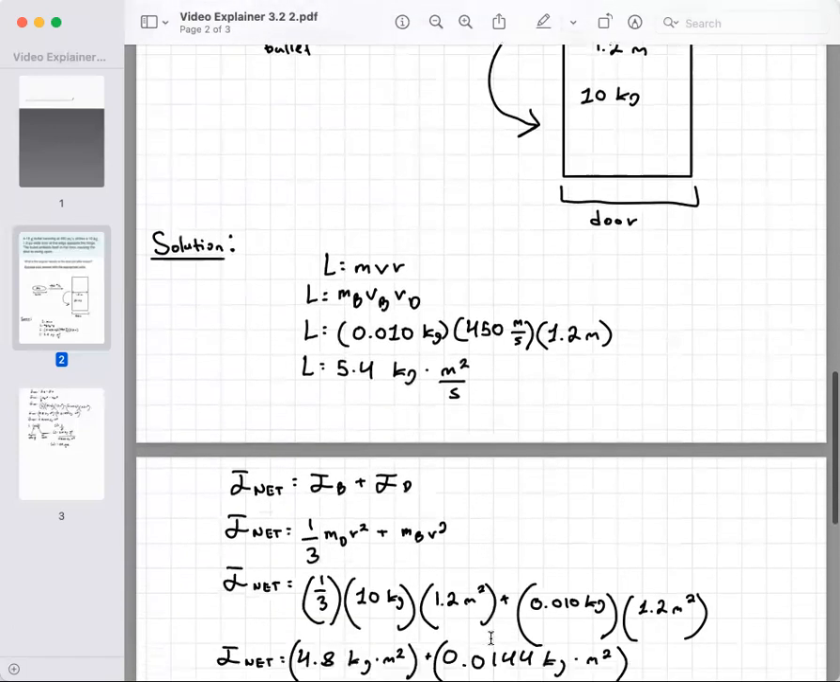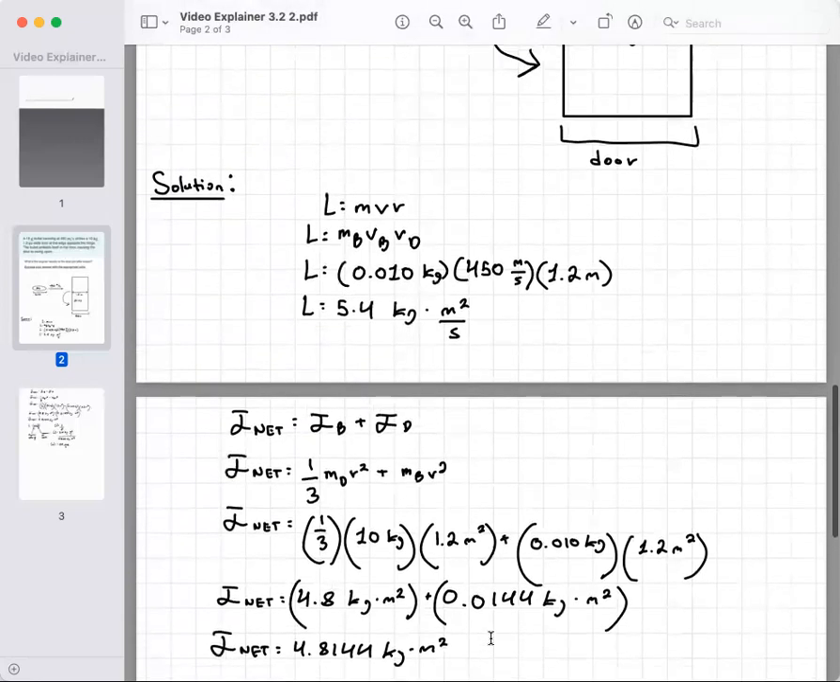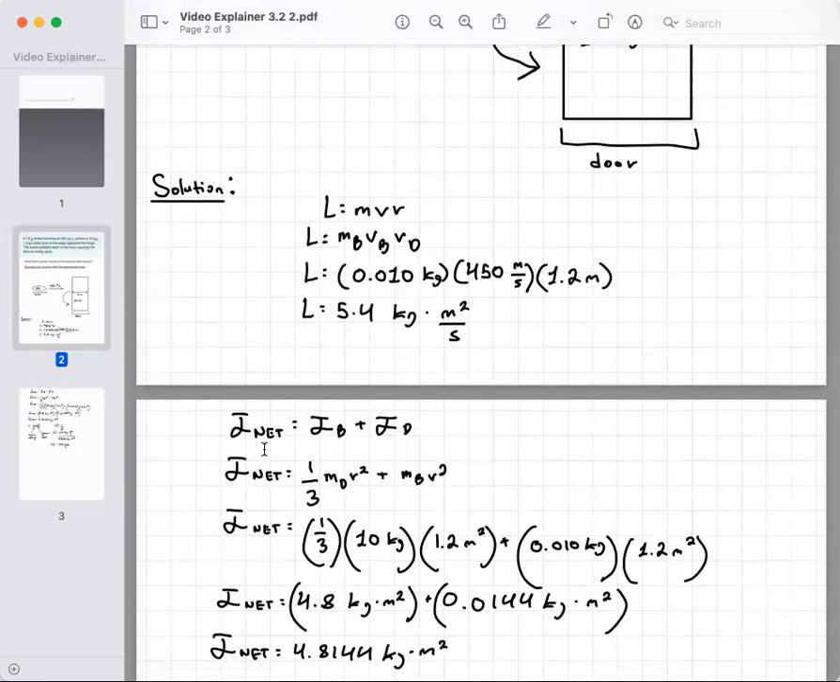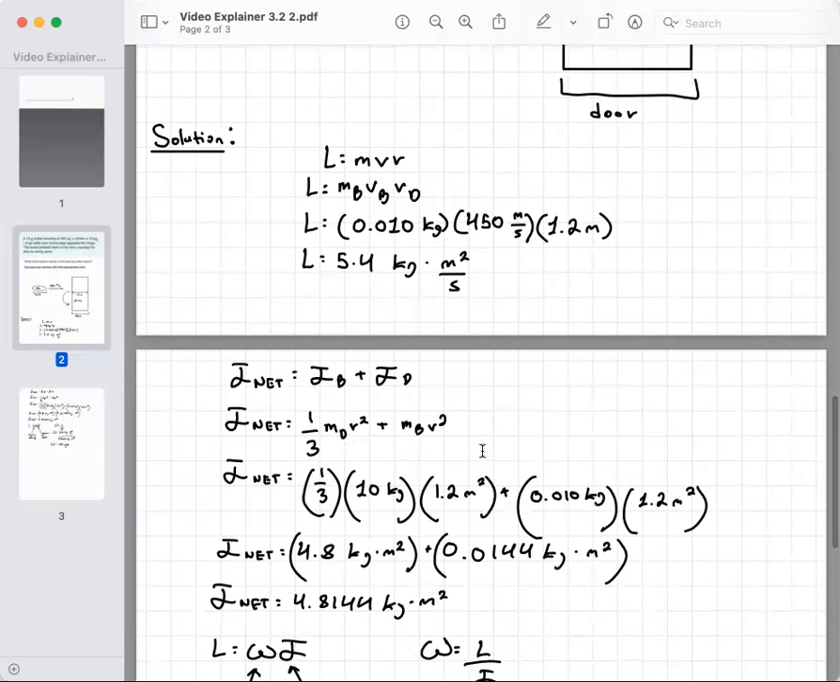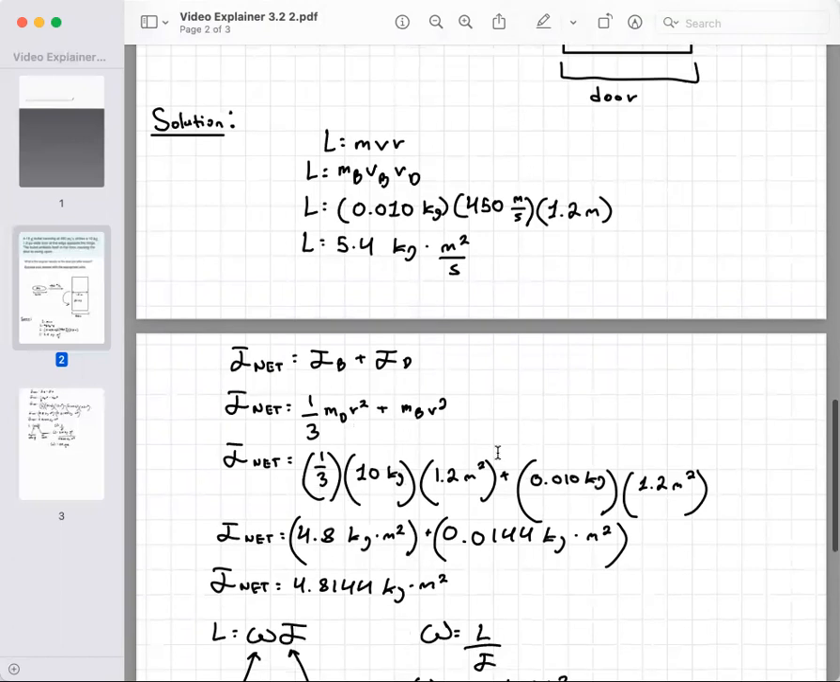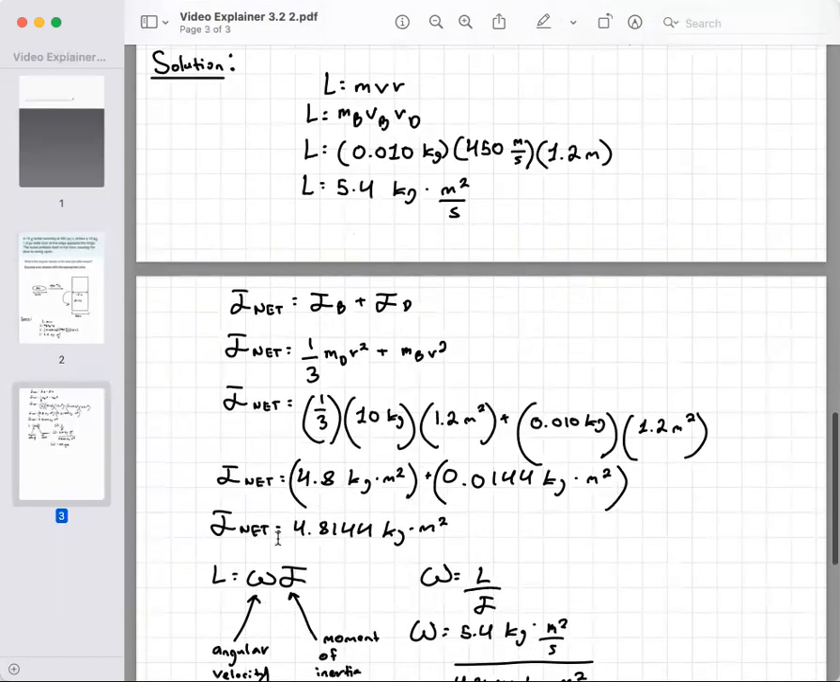Next we're going to be solving for the moment of inertia. The net moment of inertia is going to be the combined moment of inertia of the bullet and the door. So the net moment of inertia is equal to 1/3 times the mass of the door times the width of the door squared, plus the mass of the bullet times the width of the door squared. I plug in those variables, multiply out and add the two sums together. So I get a moment of inertia of 4.8144 kilograms times meters squared.